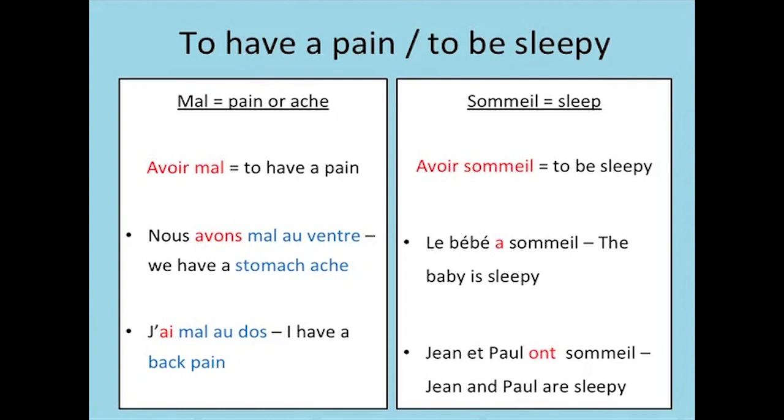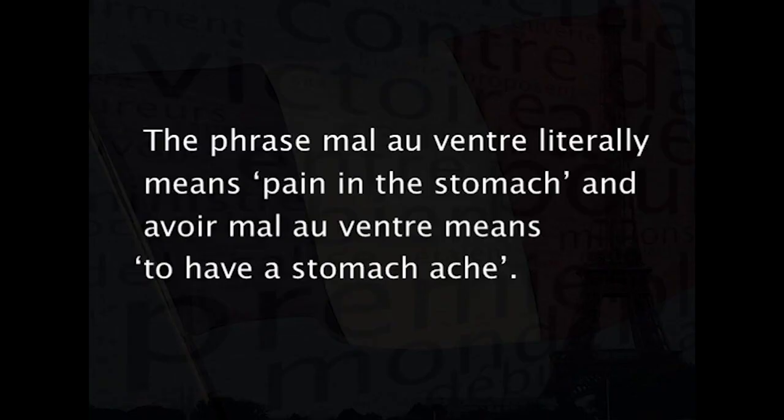The auxiliary avoir is also used when indicating pain. For example, the word for pain or ache in French is mal. Avoir mal means to have a pain. Nous avons mal au ventre means we have a stomachache. The phrase mal au ventre literally means pain in the stomach, and avoir mal au ventre means to have a stomachache.